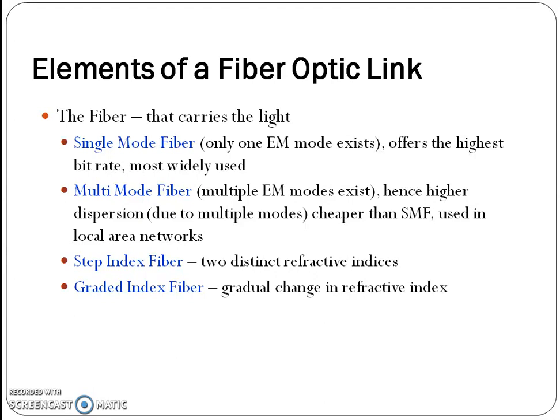Elements of fiber optic link. The fiber used to carry the light may be single mode fiber, multi-mode fiber, or step index or graded index fiber. Single mode fiber has only one electromagnetic mode, and so it offers highest bit rate and it is most widely used nowadays. Multi-mode fiber has multiple electromagnetic modes, and so we will have higher dispersion at the end, but it is cheaper than single mode fiber. So it is used in local area networks and short range communication systems. Step index fiber has two distinct refractive indices, but graded index fiber has a gradual change in refractive index structure, and they have their own applications.